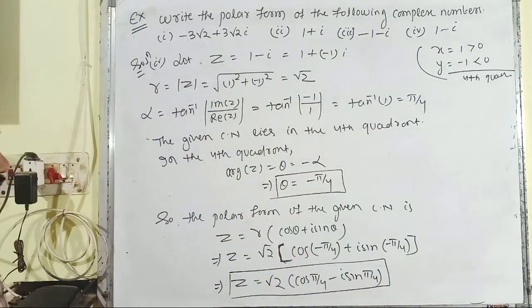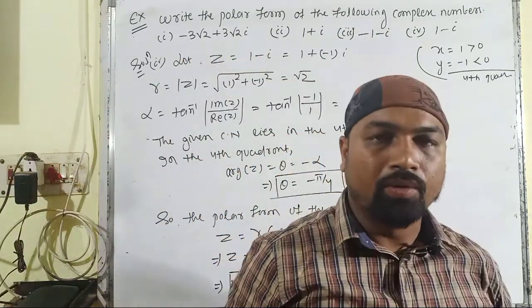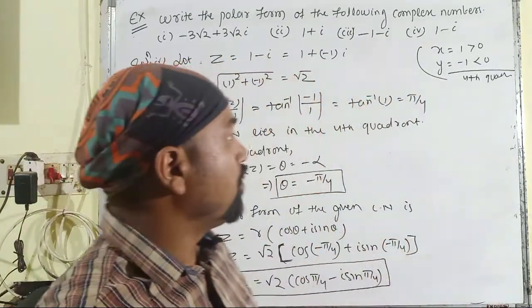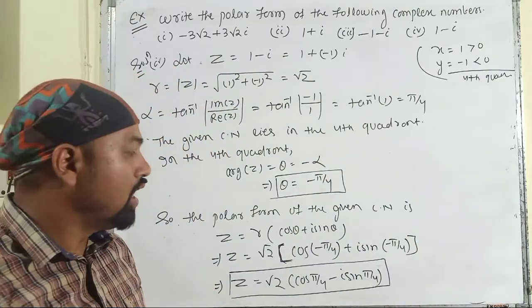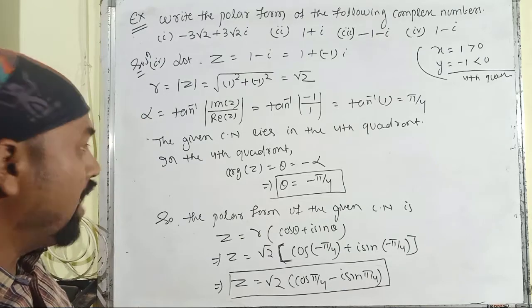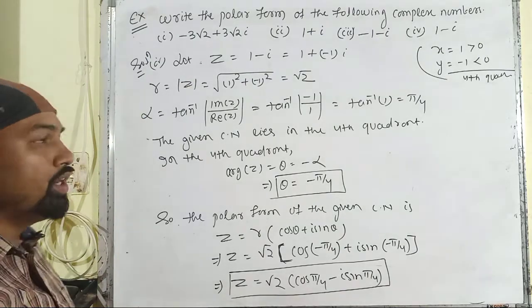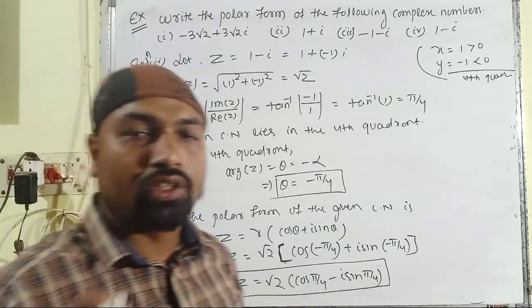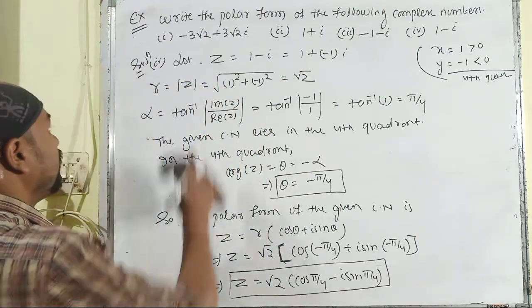So by this problem we have completed 4 different types of problems based upon the polar form of a complex number. 4 different complex numbers are lying in 4 different quadrants, and we have evaluated the value of the polar form of the complex number. Then moving towards the last part of the video session, that is the vectorial representation of a complex number.